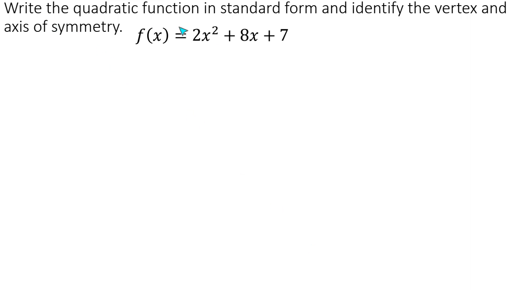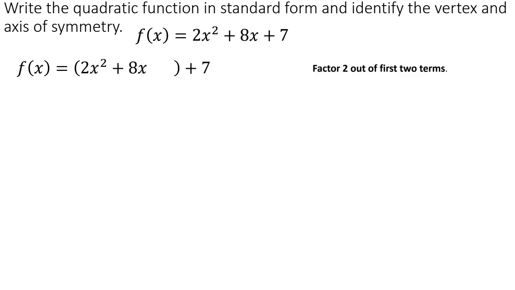So this problem here: write the quadratic function in standard form. Identify the vertex and the axis of symmetry. This problem's from section 2.1. In order to write the standard form, I always like to separate my x's here. So I have 2x squared plus 8x. Then we're going to have to take half of b. B is the number in front.